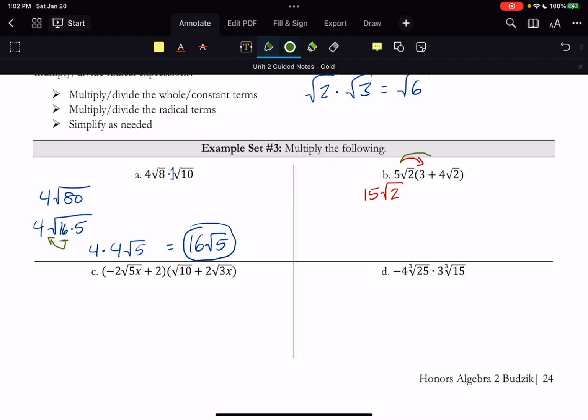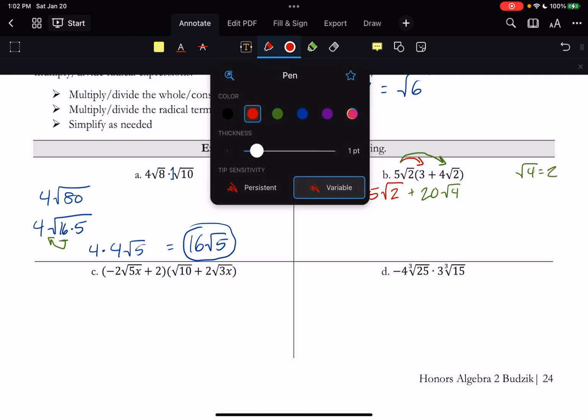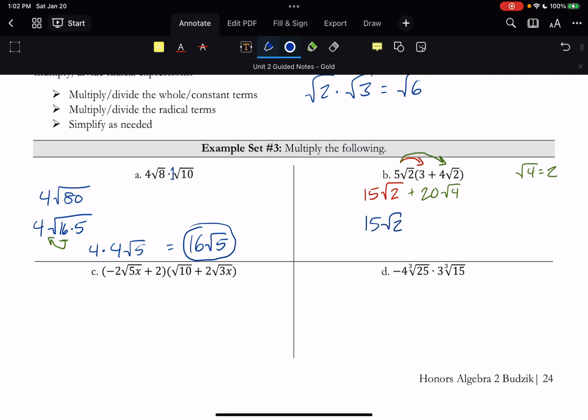And then I need to also distribute it to the 4 radical 2. So I have 5 times 4 is equal to 20. And then the square root of 2 times the square root of 2 is the square root of 4, and we know that the square root of 4 is equal to 2. So this is really 15 times the square root of 2 plus 20 times 2, which we know is 40. So I have 15 times the square root of 2 plus 40. And we know that by adding and subtracting, we can't combine them because they are not considered like terms. So this is my answer in simplest radical form.